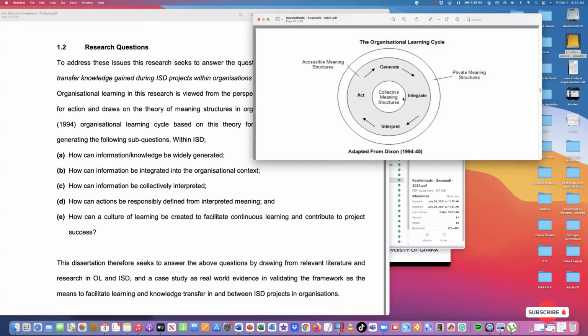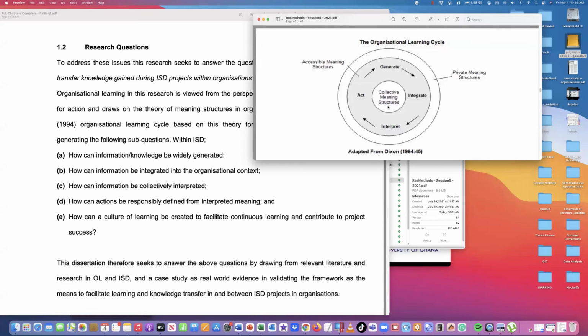I hope you can see my screen. Yes, we can. So Dixon said that the way you can do it is to make sure that information is widely generated. How can information be widely generated? And this says that integrate the information. How can information integrate with the organization's context? And this says that empower people to interpret it. How can information be collectively interpreted? Then this says that also give them the responsibility to act upon it. How can actions be responsibly defined in the interpreted meaning?